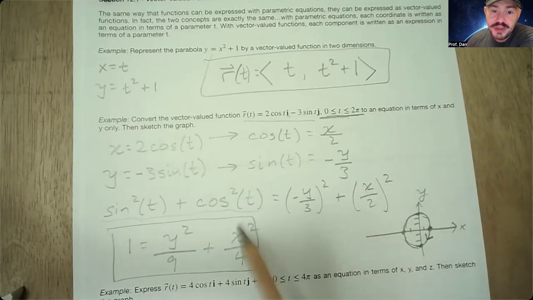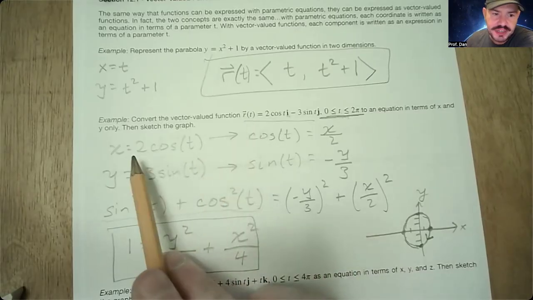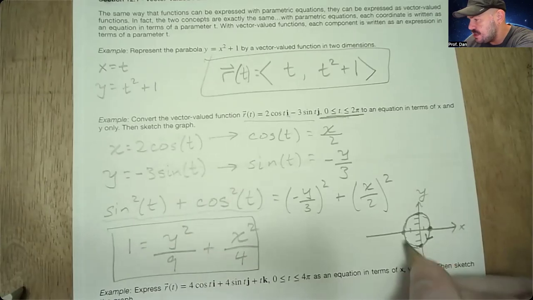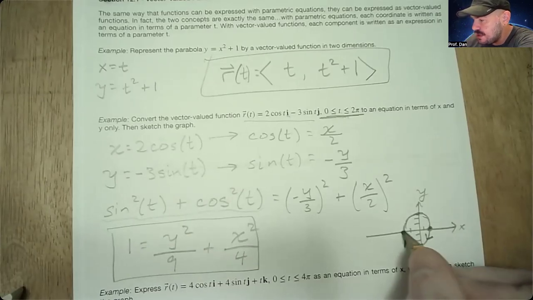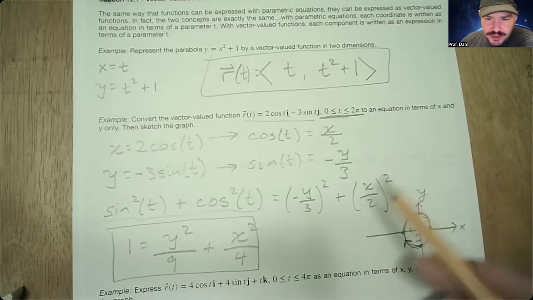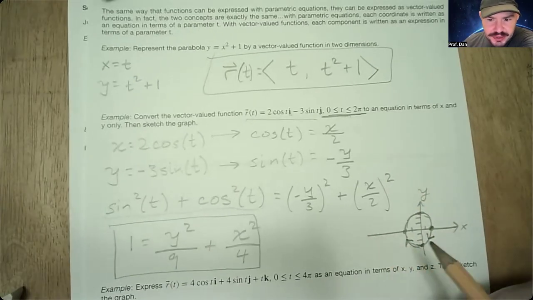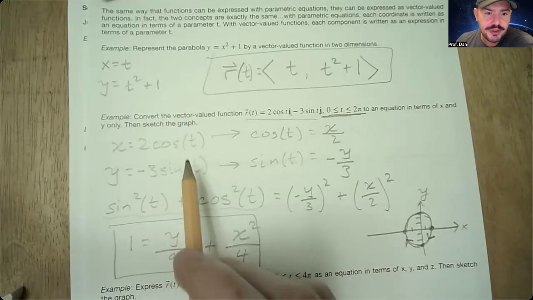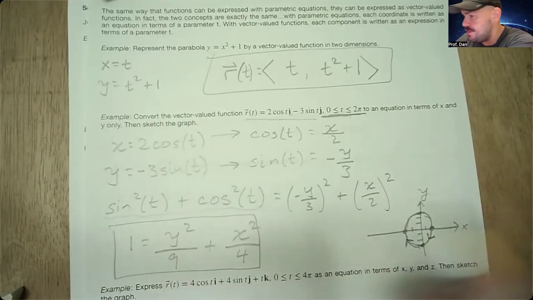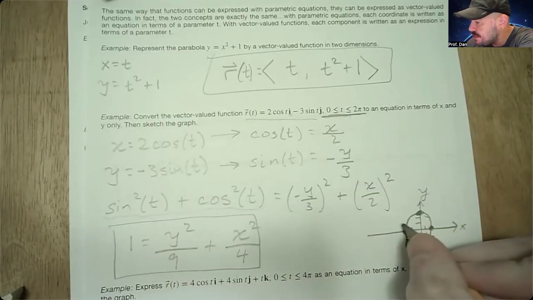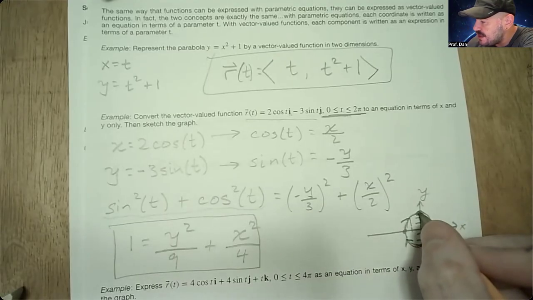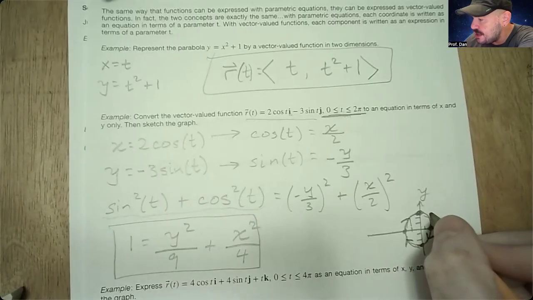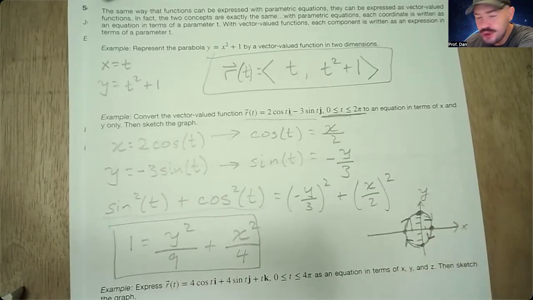And if I were to plug in pi, I would end up getting -2 for my x coordinate and 0 for my y coordinate. So from here, we end up here. For 3 pi over 2, the next logical step, x would be 0. The y coordinate would be +3. And finally, if 2 pi, we would end up right where we started, since 2 pi is coterminal with 0.